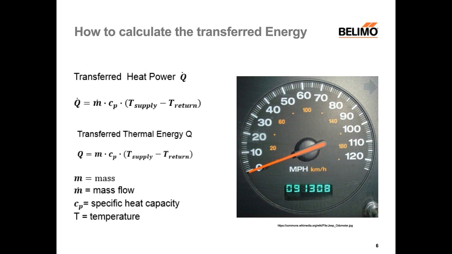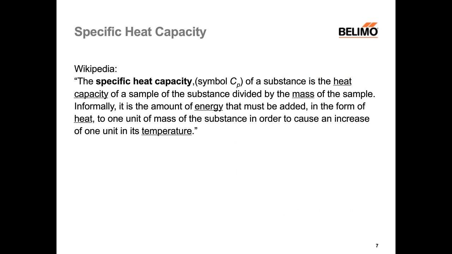Now, here comes the definition for heat capacity from Wikipedia. Unfortunately, your slides are a little bit slower, so I'm reading it instead. The specific heat capacity of a substance is the heat capacity of a sample of the substance divided by the mass of the sample.